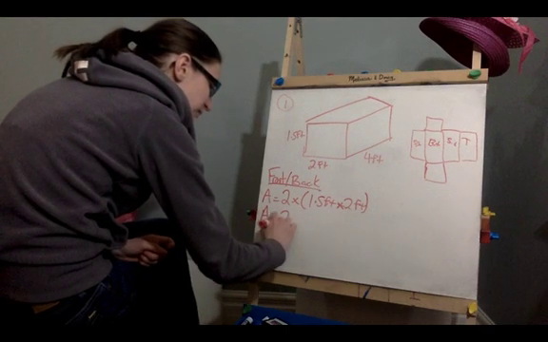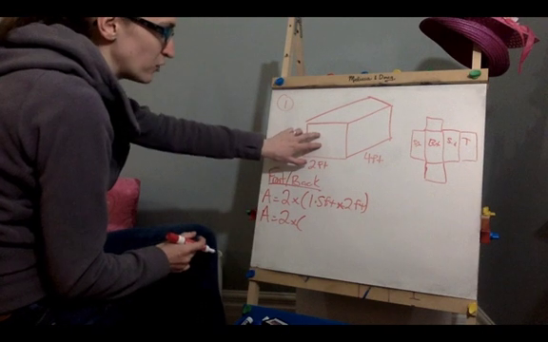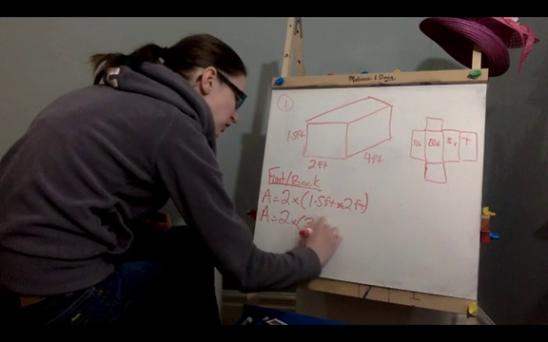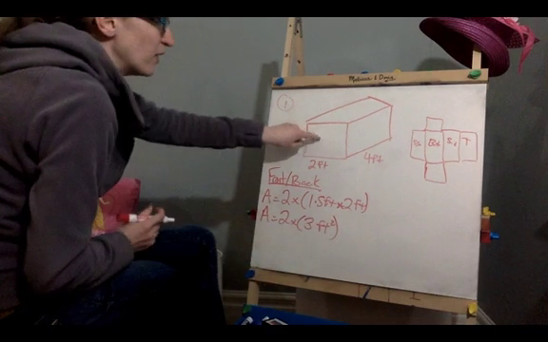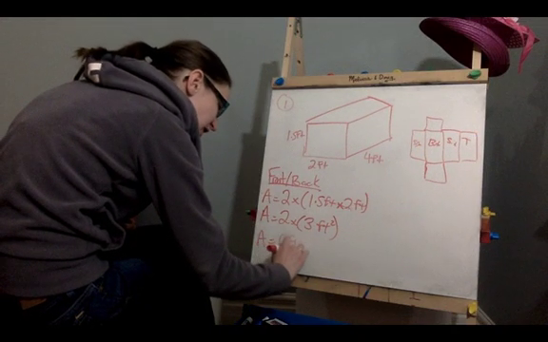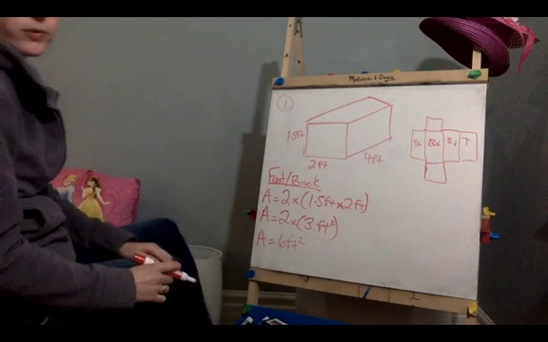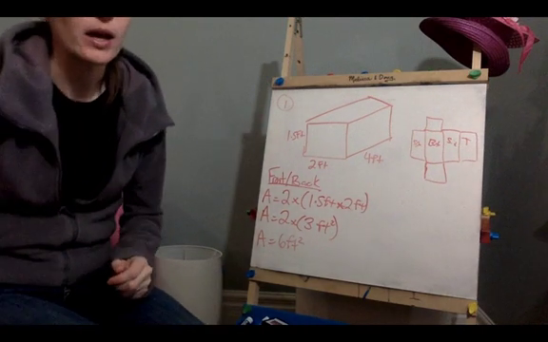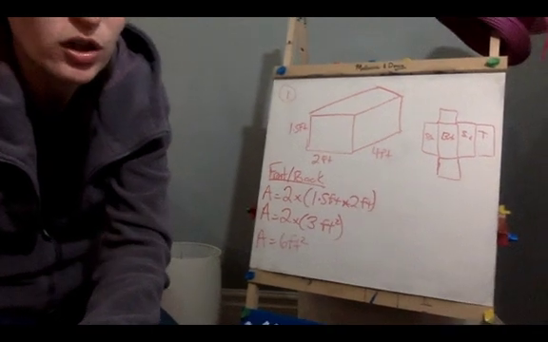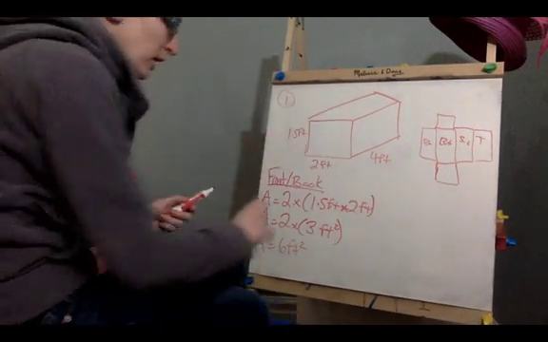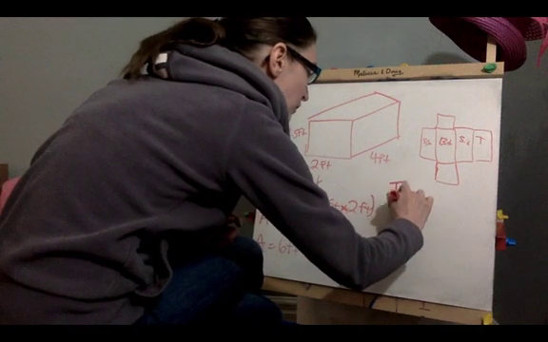So the area of just this is 1.5 times 2, which is 3 feet squared. But this and this are the same, so I double it. So this area is actually 6 feet squared. So the front and the back together are 6 feet squared. Next, we would look at doing the top and the bottom.